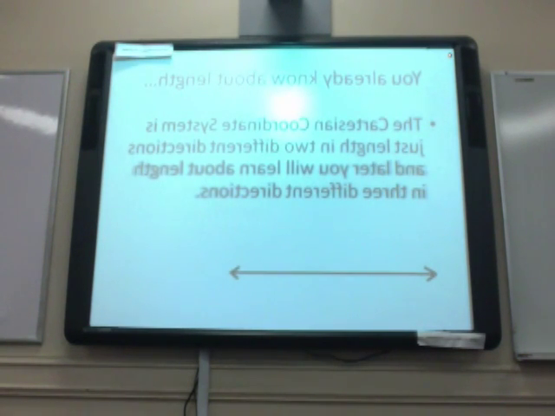And you already know about length, inches, feet, miles, things like that. The Cartesian coordinate system is just length in 2 different directions. And later you will learn about length in 3 different directions.